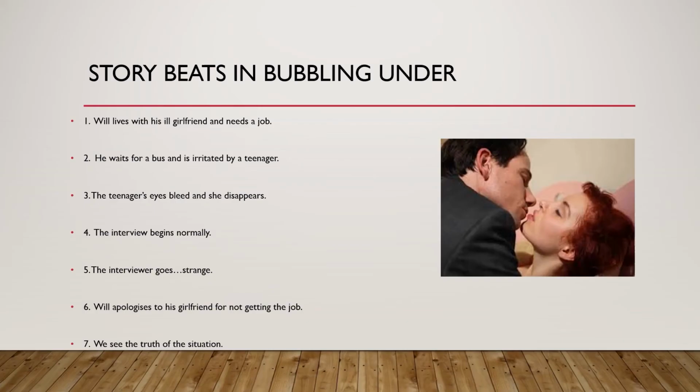The story could be broken down into the following story beats. One: Will lives with his ill girlfriend and needs a job. Two: he waits for a bus and is irritated by a teenager. Three: the teenager's eyes bleed and she disappears. Four: the interview begins normally. Five: the interviewer goes very strange when he starts seeing her with blood in her mouth. Six: Will apologises to his girlfriend for not getting the job. And seven: we see the truth of the situation, and she's dead. So that is the seven story beats which make up that particular story.